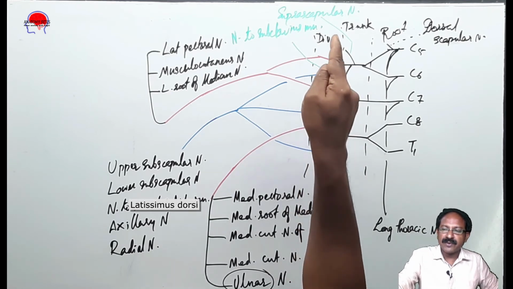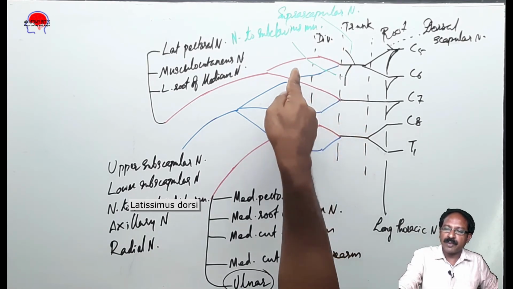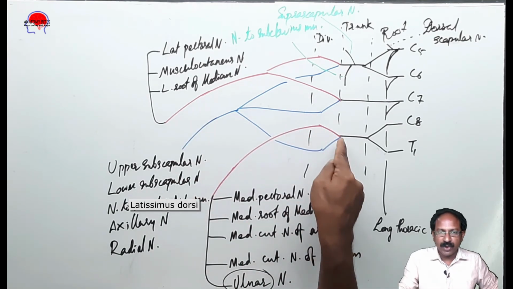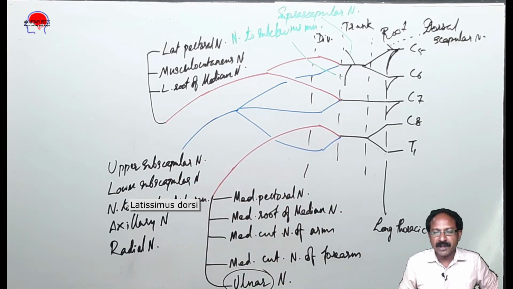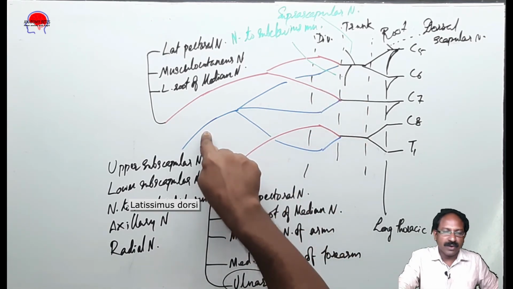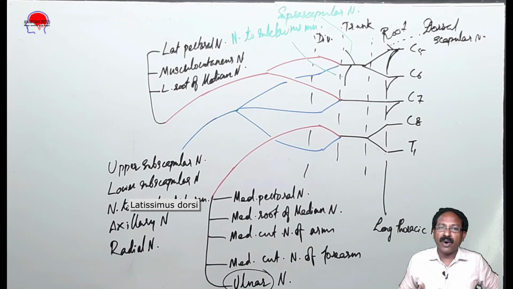The anterior divisions of upper and middle trunk unite to form the lateral cord of the brachial plexus. Anterior division of the lower trunk alone forms the medial cord of the brachial plexus. All the posterior divisions unite to form the posterior cord of the brachial plexus. Posterior cord is the largest of all the cords.